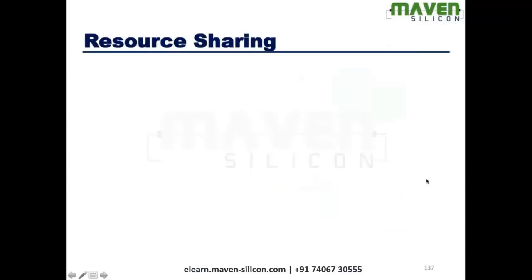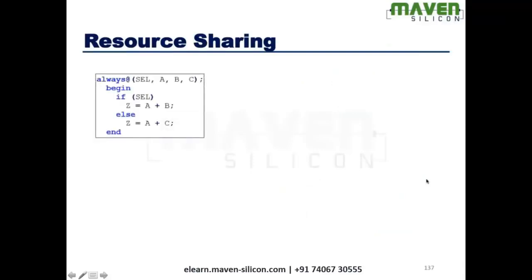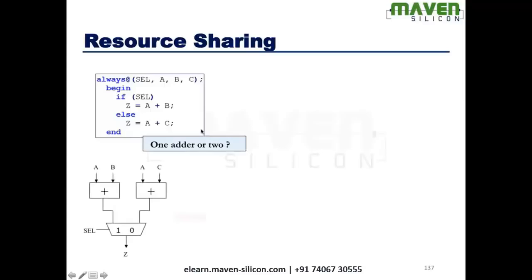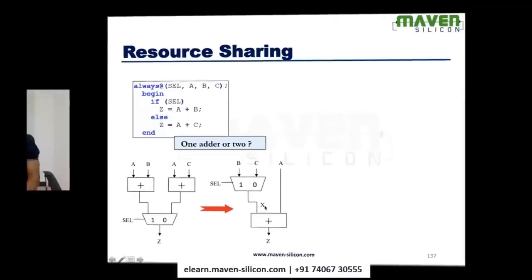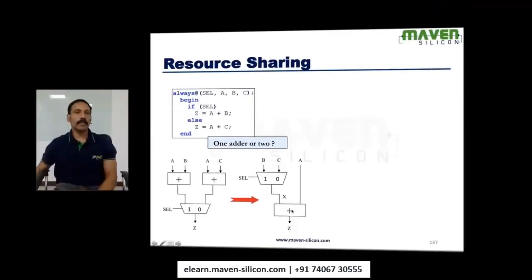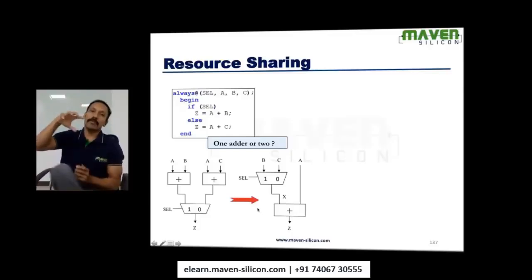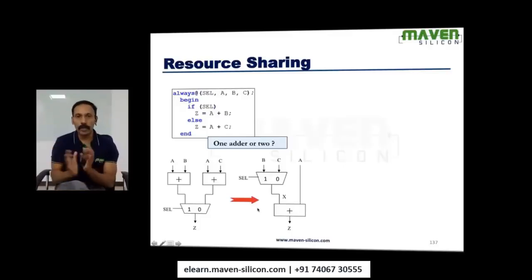Resource sharing. Look at this example. always @(select, A, B, C). If select is high, output is A plus B. Else, output is A plus C. Here, do you need one adder or two adders? Actually, with one adder, you can implement it efficiently. An adder is more expensive in terms of gates, so you are going to use even a macro cell also.